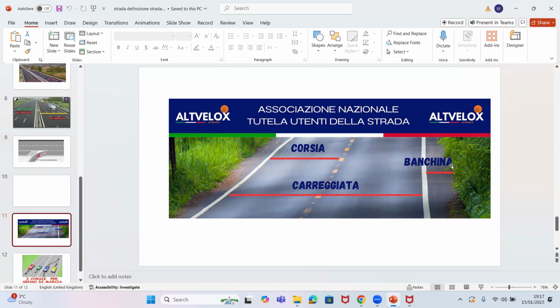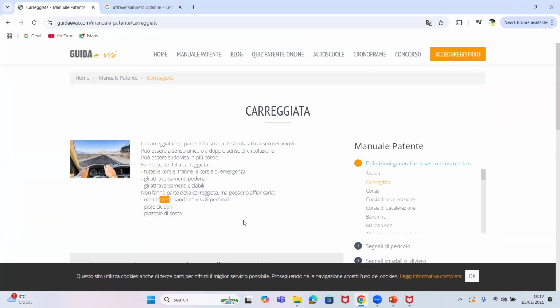Is it clear? Remember, inside road, you might not find everything complete. You might see banchina. You might see marciapiede. Is it clear now? Sometimes it's not always complete like that. It depends on where you find yourself. All right, so banchina no dey inside.